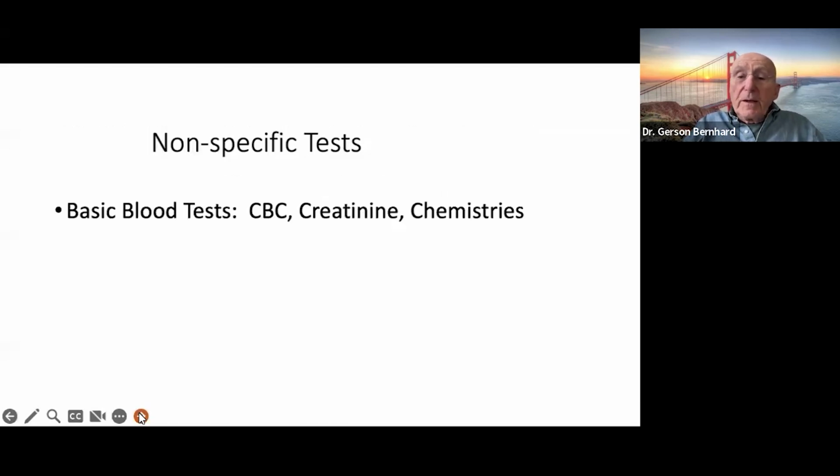So going further, make sure you get some good basic tests, which almost all of us do. Blood count, creatinine, chemistries. We're going to want to know whether they're anemic. You want to know whether they've got good renal function for two reasons. One, it can be diagnostic. Secondly, you're going to want to start some of these patients on medications, and you want to make sure that it's going to be appropriate and safe.